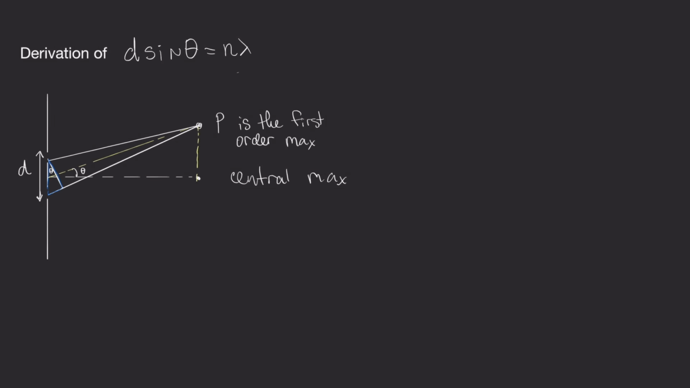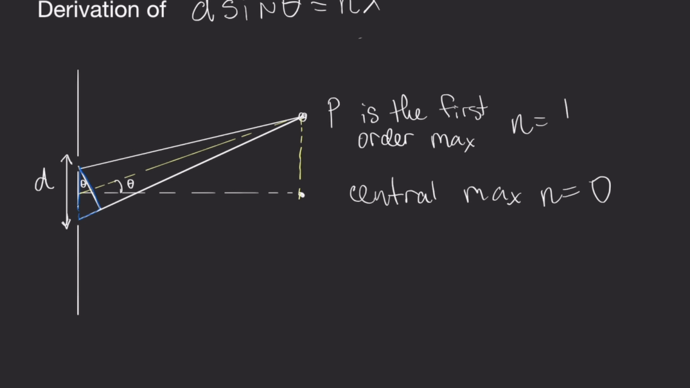And let's go over the derivation of d sine theta is equal to n lambda. So imagine that I have a diffraction grating, and these here are just 2 slits, and the distance between them is just d. If p is the first order diffraction maximum, in other words, n is equal to 1, and right over here we're going to have the central maximum, n is equal to 0. So the first step in this derivation is to consider the path difference. Those two paths are going to differ by this distance here.